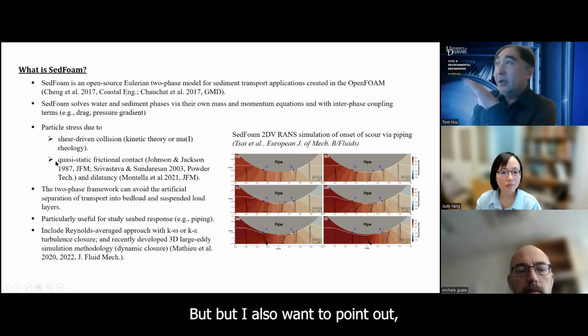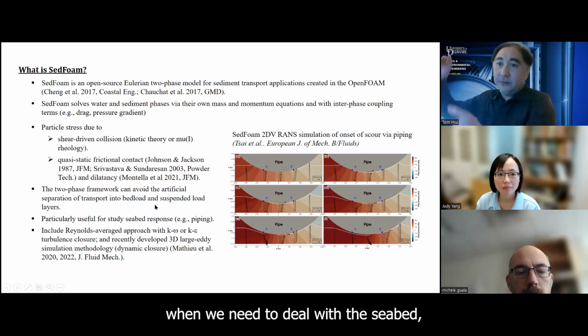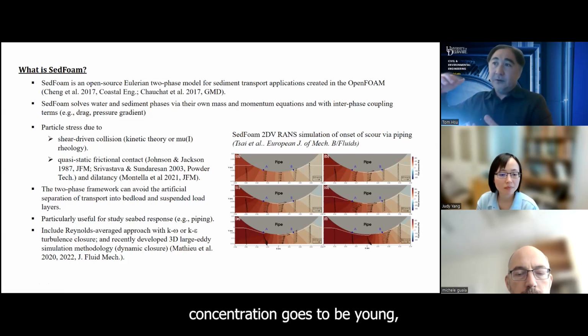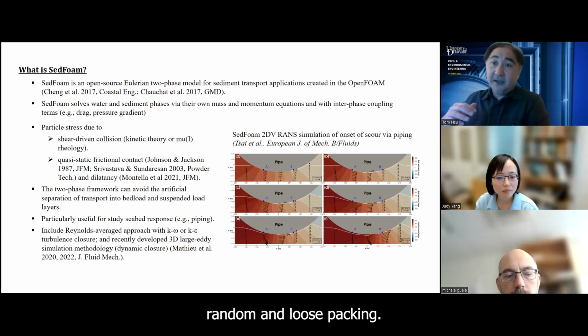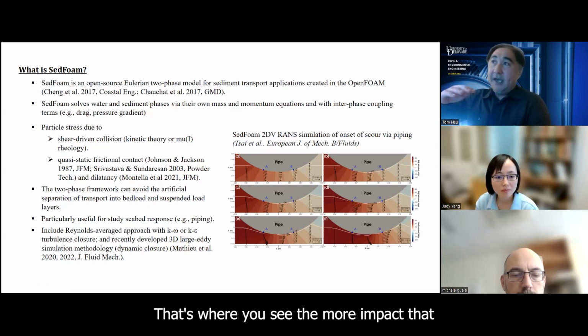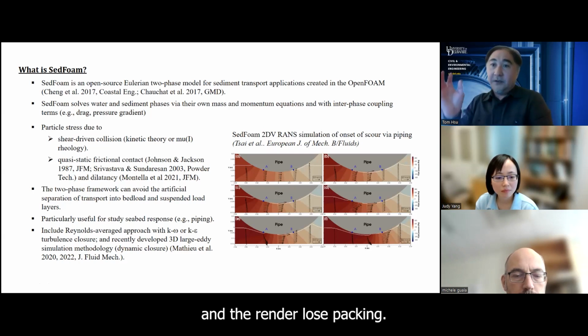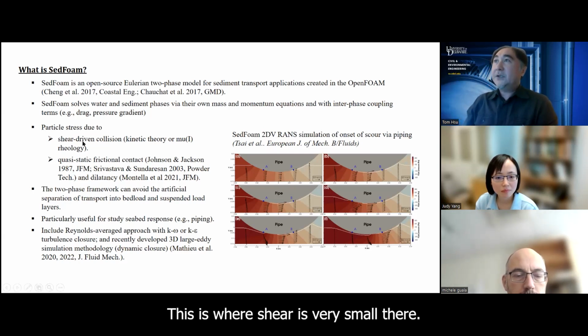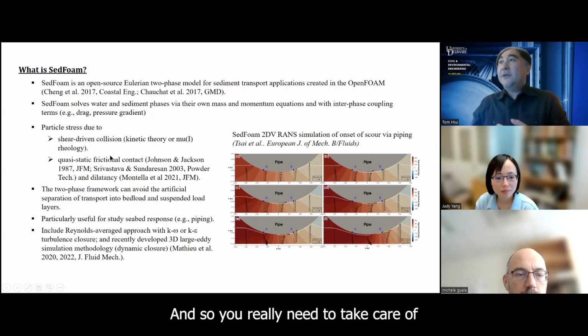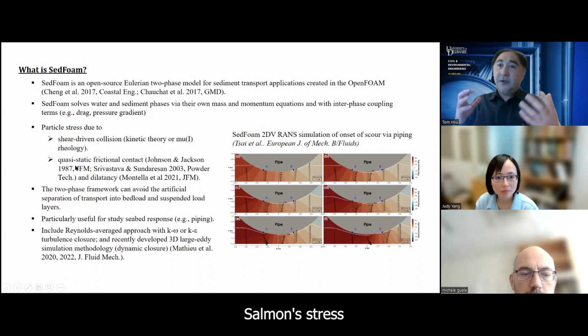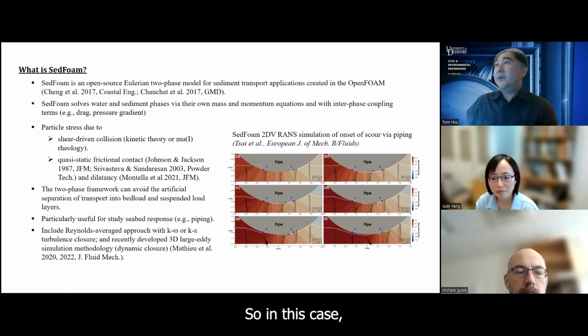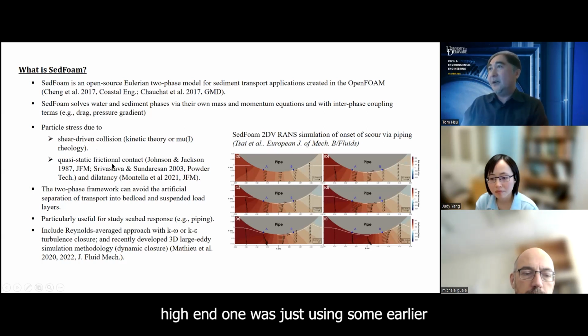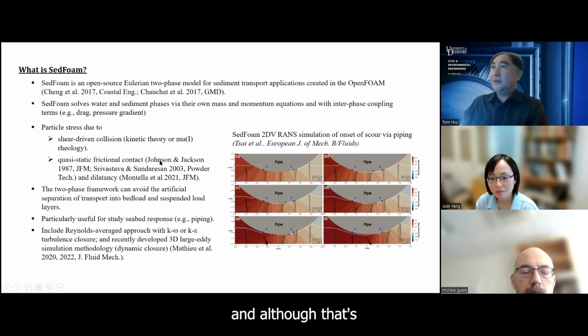But I also want to point out that for sediment transport, when we need to deal with the seabed, eventually the sediment concentration goes beyond random loose packing. That's where you see the more packed bed, or the transition between the packed bed and random loose packing. This is where shear is very small, so you really need to take care of sediment stress based on enduring contact. In this case, we're not using the most high-end model. We're just using an earlier frictional contact model that's typically used in two-phase flow and powder technology, Johnson-Jackson.